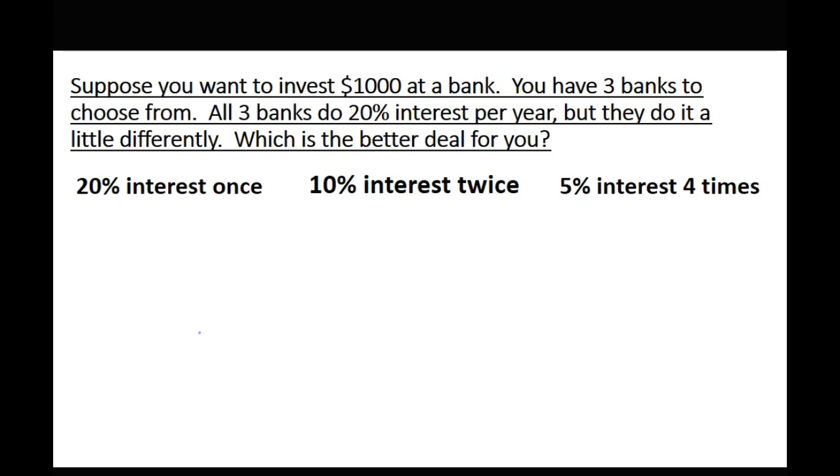So it says, suppose you want to invest $1,000 at a bank, and you have 3 banks to choose from. All 3 banks give you 20% interest per year, but they all do it a little bit differently. Which one's the better deal for you?